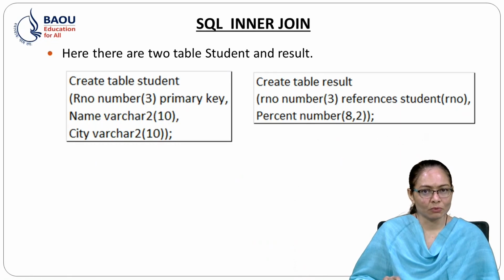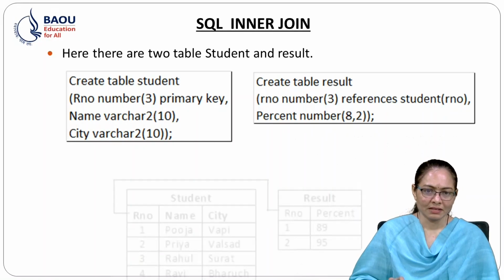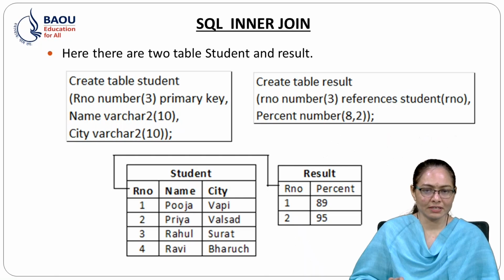See in the figure, suppose both tables have the following types of data. Notice that both the student and result tables have roll number as a common column. The relationship between the two tables uses the common column roll number. In the student table, roll number is a primary key, and in the result table, roll number is a foreign key.